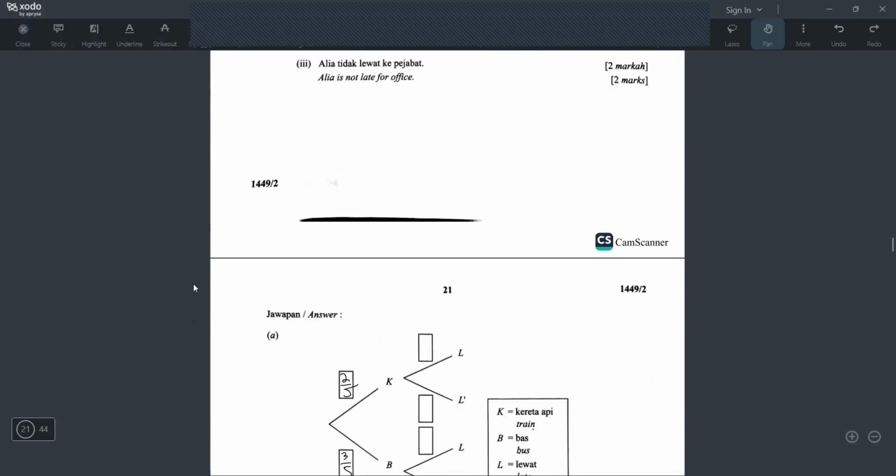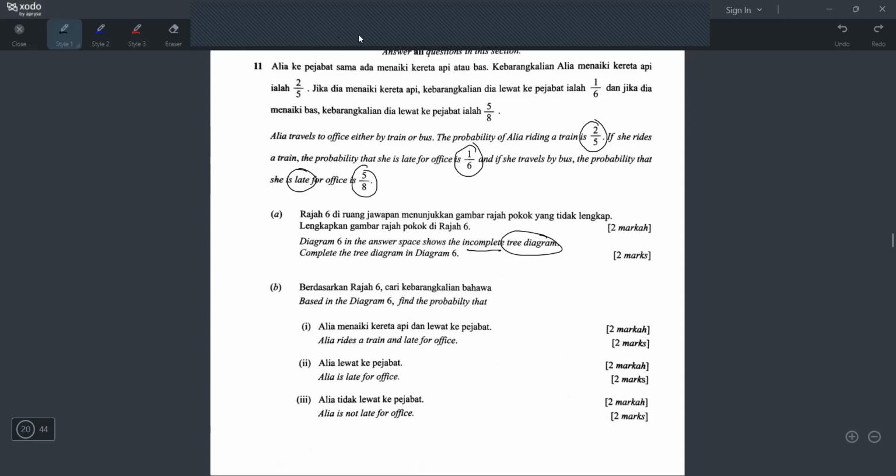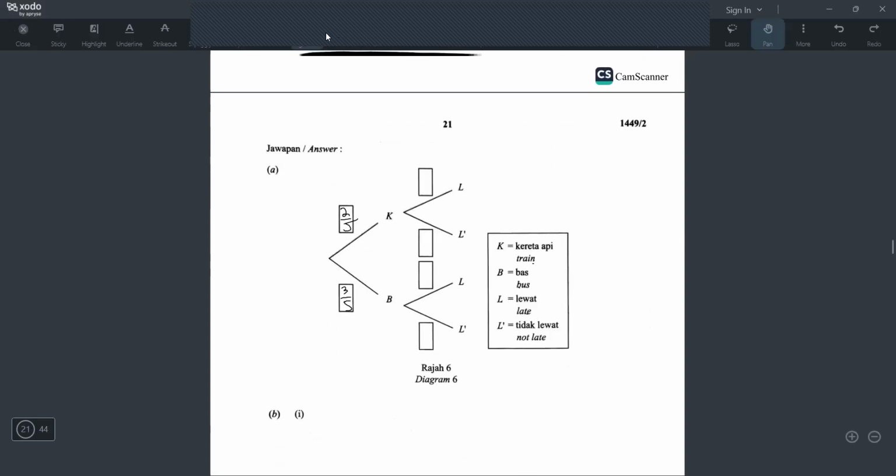Okay, now for the late probability, this one is the probability of train late. So if I go using train, what is the probability of being late? So let's see. If she rides a train, the probability that she is late is 1 over 6. So what I write here, train late 1 over 6. Then what about train not late? It will be 5 over 6 here, because I mentioned already total probability will always be 1, right? So if this is 1 over 6, this is 5 over 6. How I know? I just take 1 minus 1 over 6.